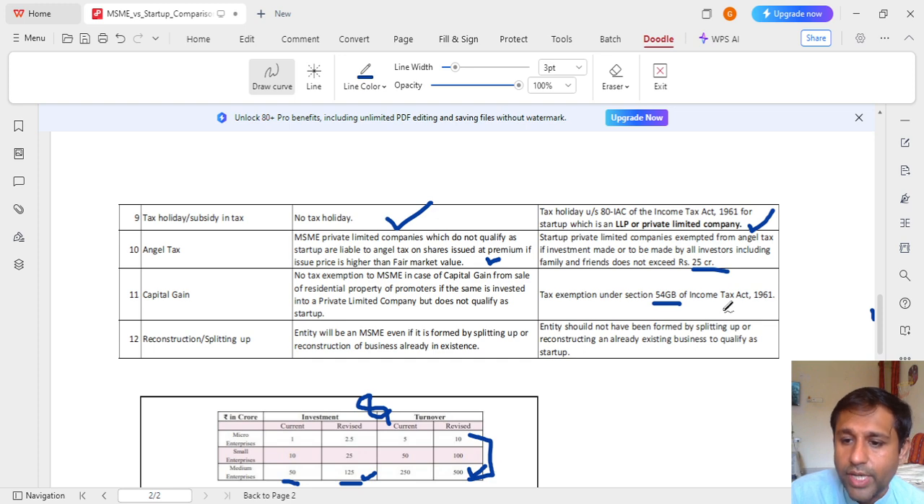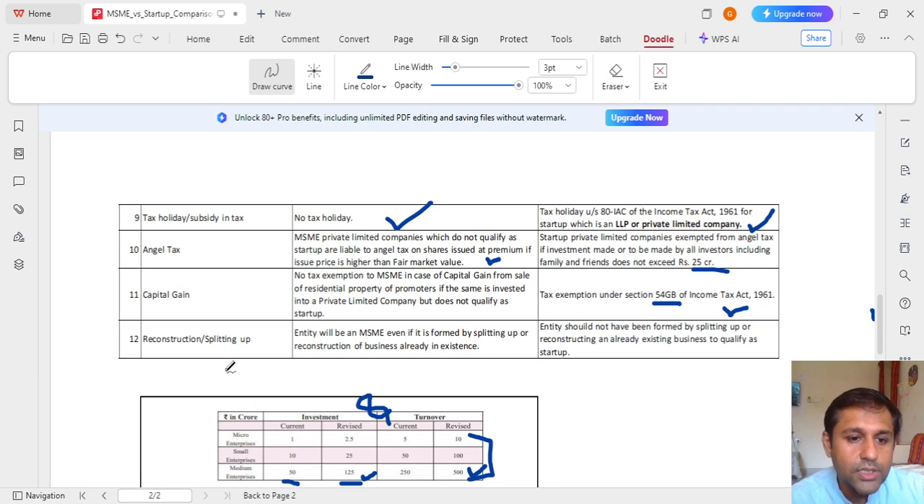So in the form of taxation, you see the major benefit has been transferred to startups, whereas bank loans, schemes and government initiatives are more beneficial to MSMEs. So if you are both an MSME and a startup, you can avail both the benefits. You can avail a collateral free loan from the bank under the credit guarantee scheme. At the same time, if you are also a startup, then you have so many tax benefits also.